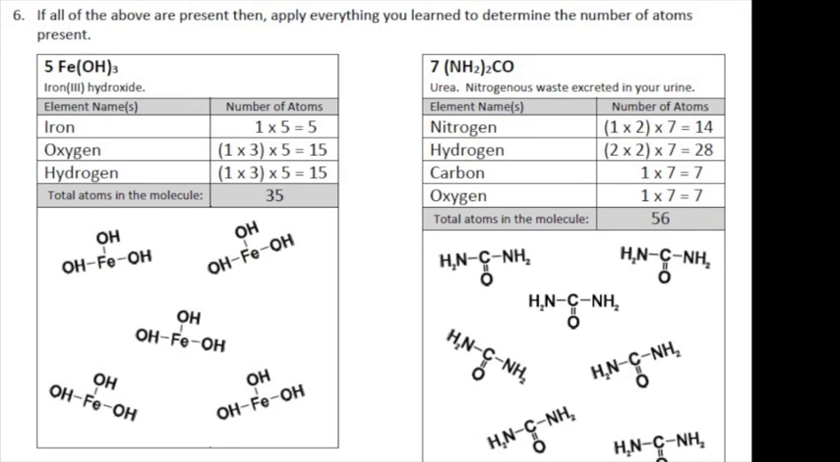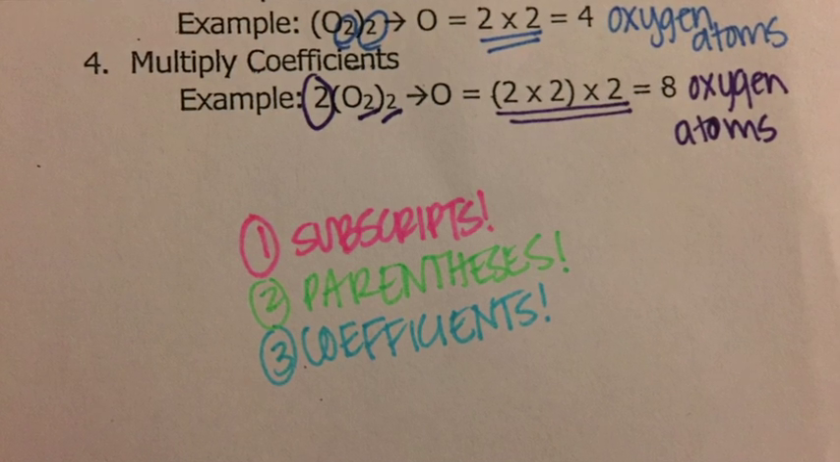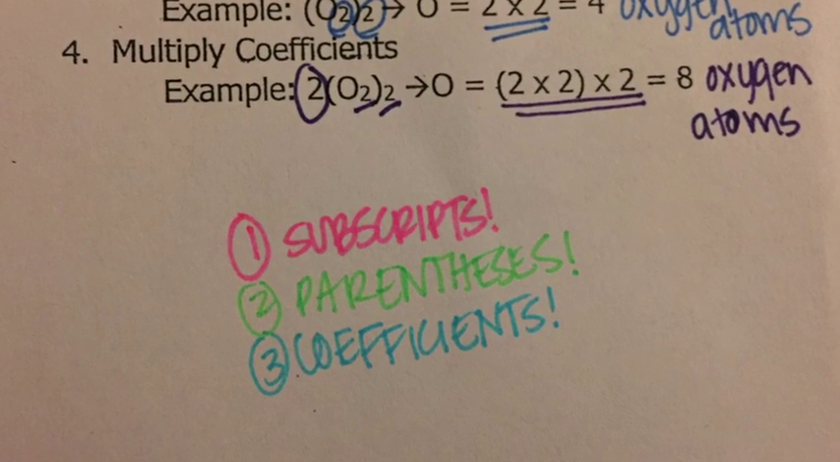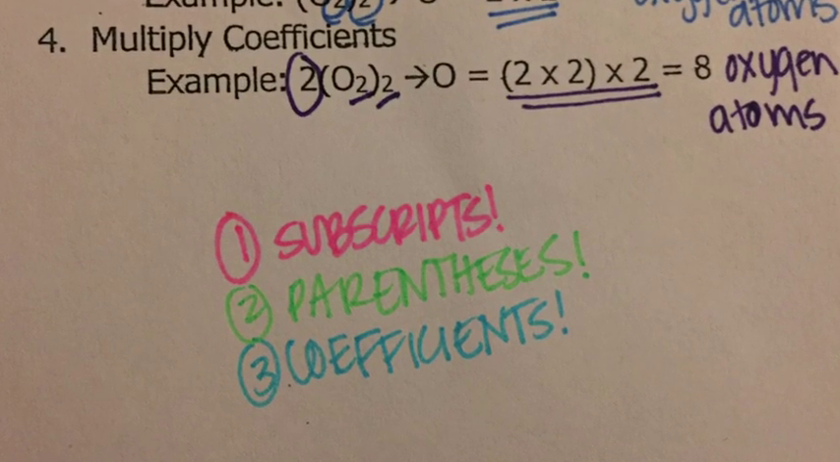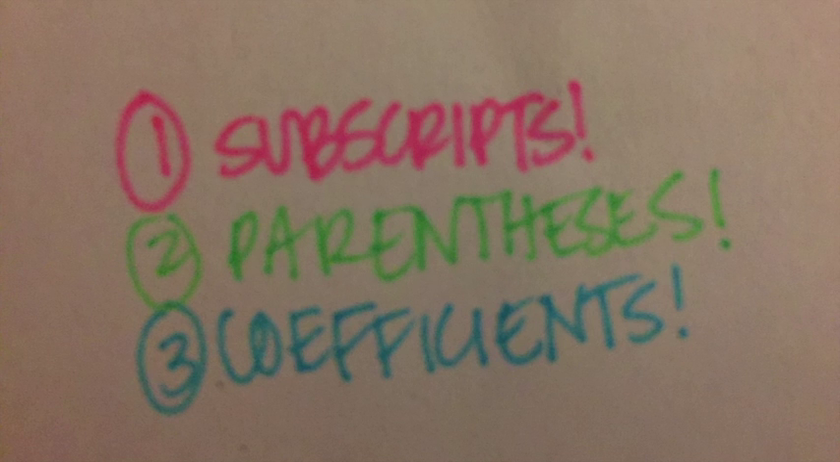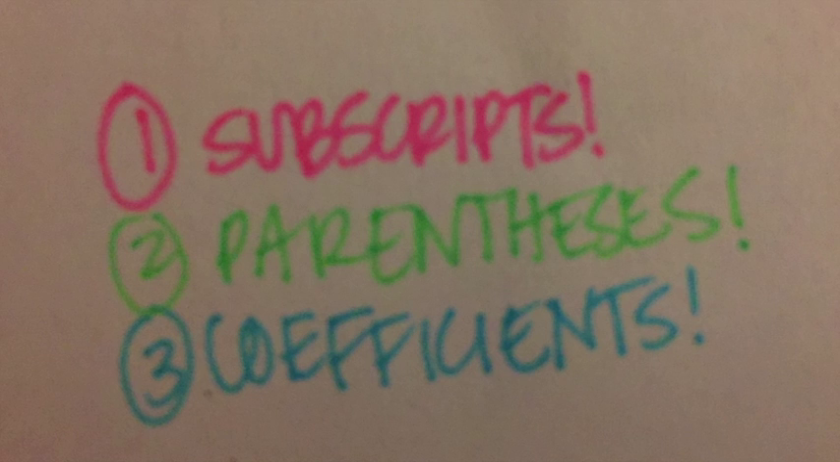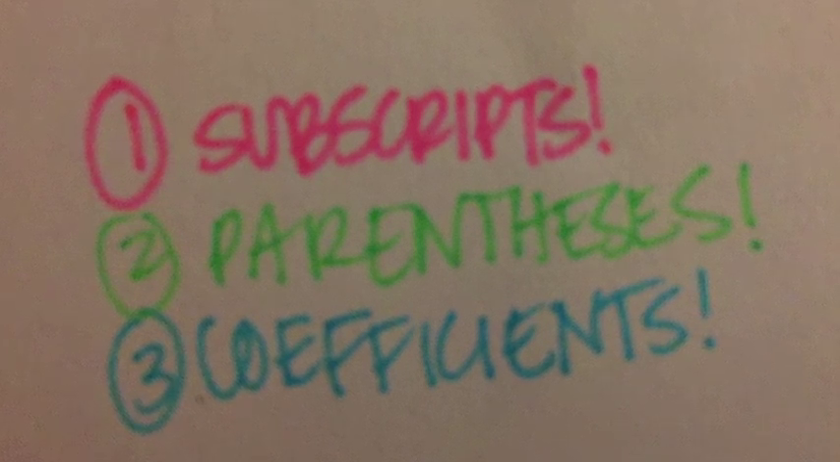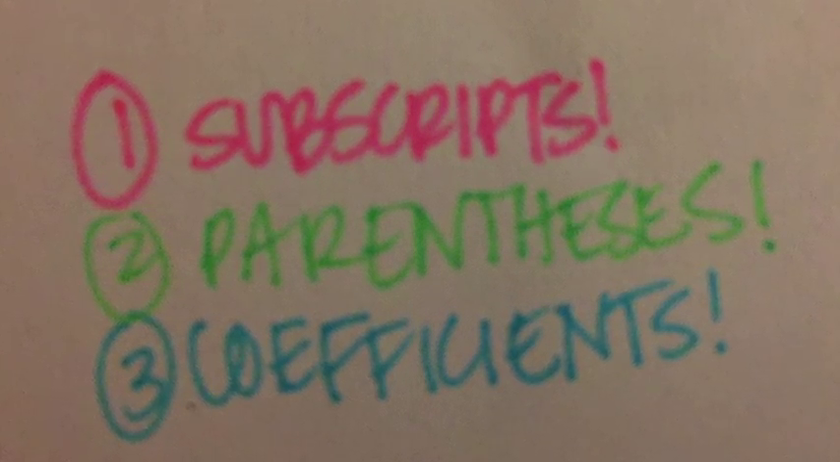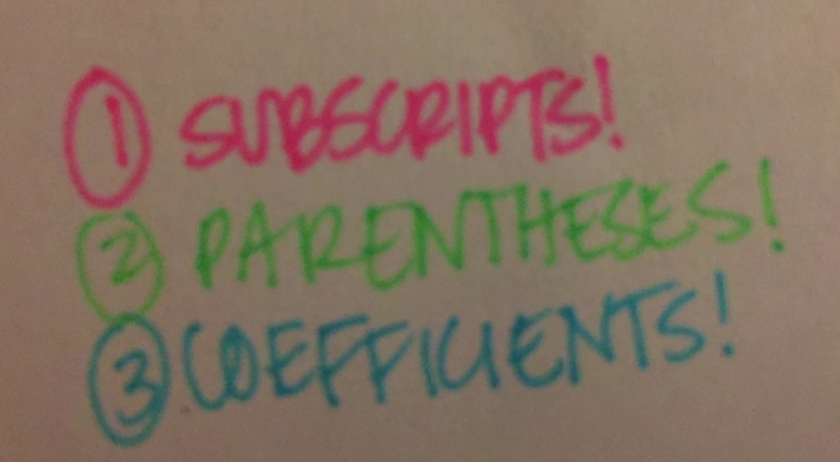Now, when all of the different numbers are present, you're going to apply each of those 3 steps, and you'll go in the order that we talked about them. Look at the subscripts first, then the parentheses, then the coefficients. So if nothing else, remember that order. Subscripts first, then parentheses, then coefficients. And you're going to multiply. So pick your element, look at its subscript, look at if it's in a parentheses or not, and does it have a coefficient. Every time you should check those 3 things and multiply them together.